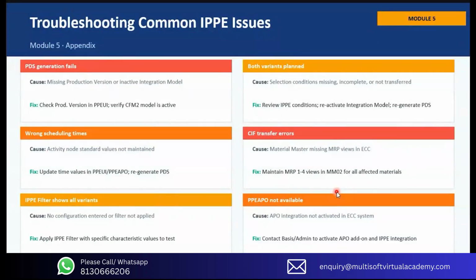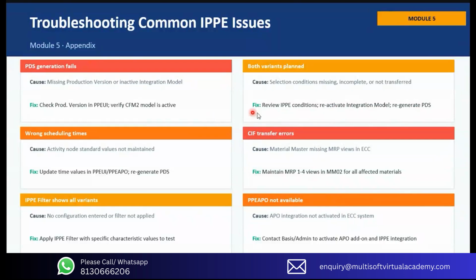Suppose your IPPE is integrated with the APO, then you have this issue. These issues are common. Missing production version or inactive: if it is not within the validity date, then you check the production version. Both variant plans causing conditions missing in buckets, because if you don't have a selection condition, those components will not get selected. This is the common thing. Just see the IPP and reactivate the integration model and regenerate PDS.